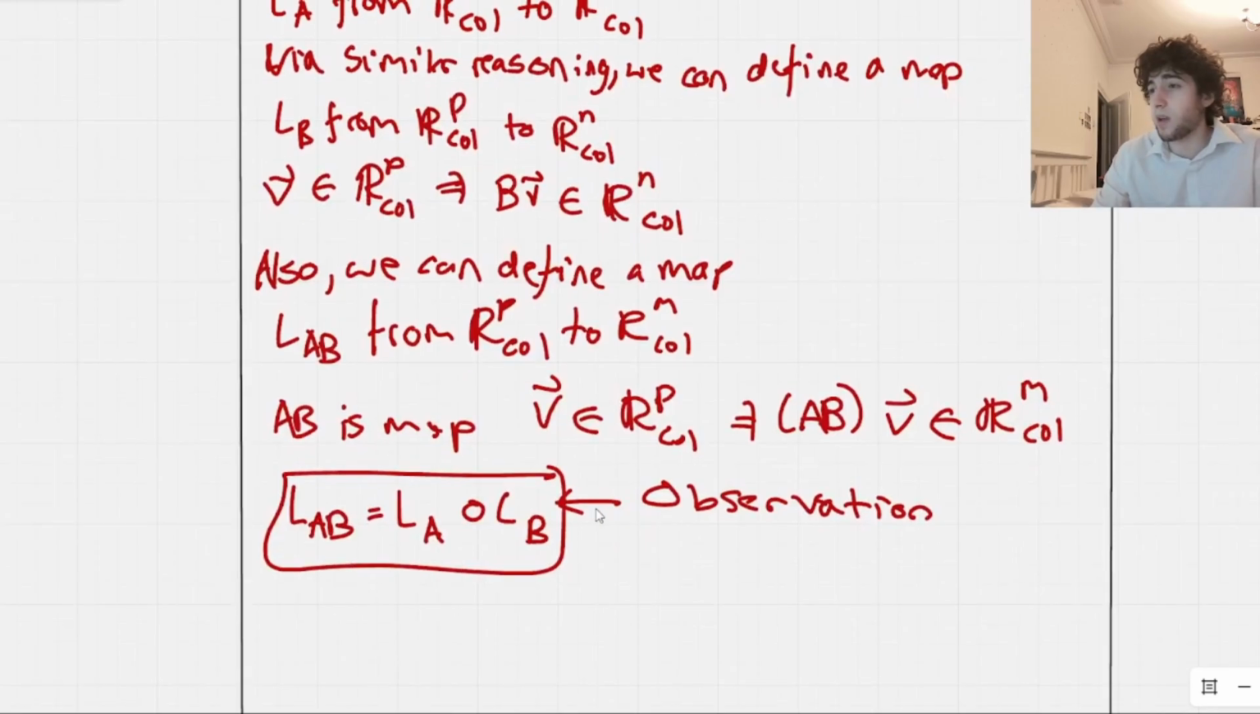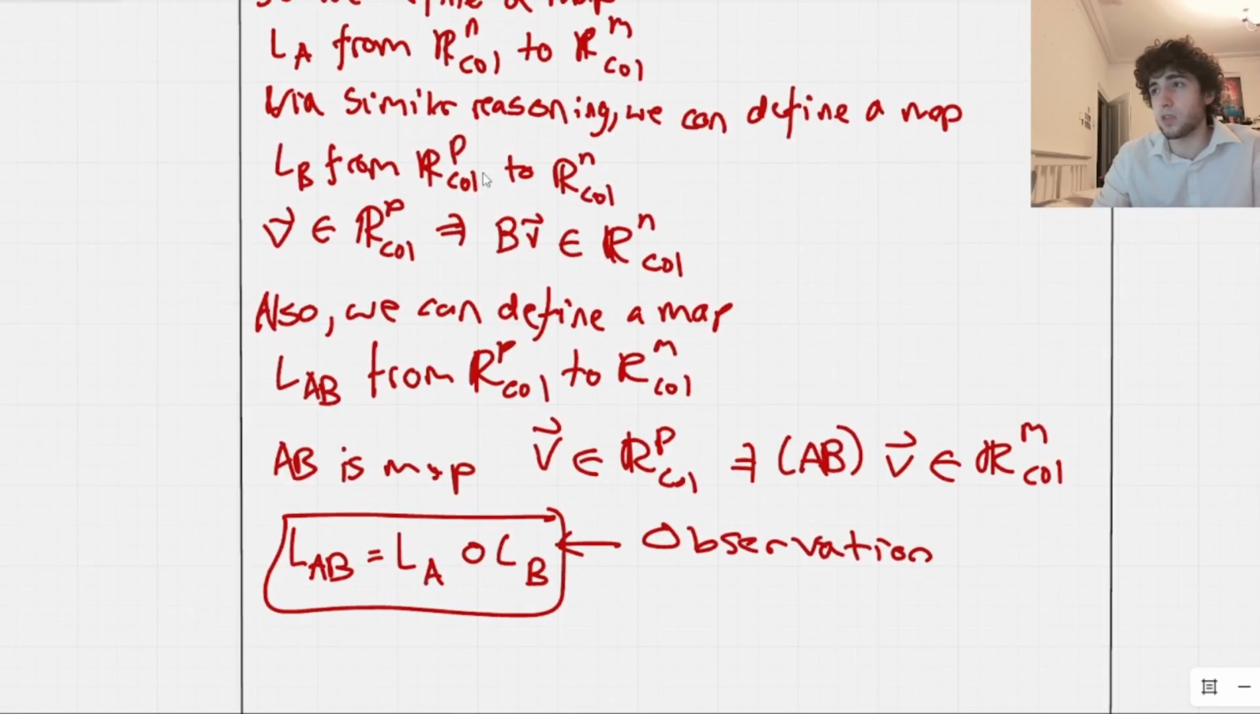Whenever we take this mapping LB, it takes a column vector in the set R^P col and maps it to a column vector in the set R^N col. So effectively, when we map a column vector from R^P col to R^N col, we end up with an N by 1 column vector. And then we compose that with the mapping LA. What that means is that we take that N by 1 and map it through LA to an M by 1. So N by 1 to M by 1.